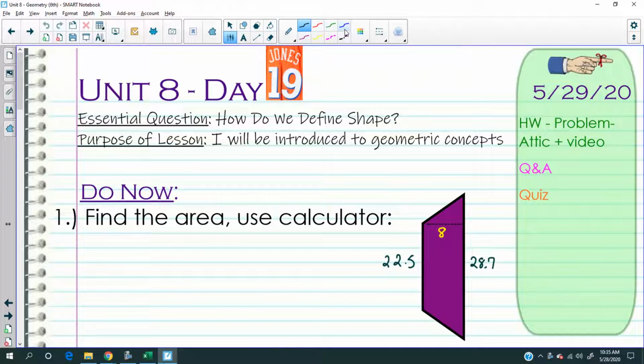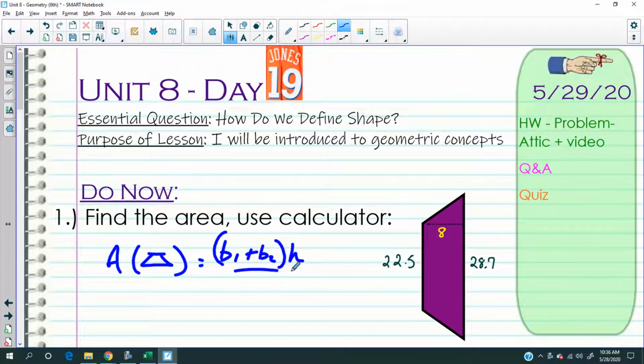Okay, let's go over this now. Let's write down the formula first. First of all, you gotta recognize the shape before you use the formula. So this is a trapezoid. What's the formula again? See if we can remember right before the quiz. Yep, base 1 plus base 2 times the height divided by 2.